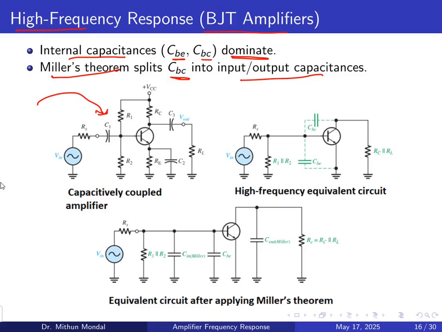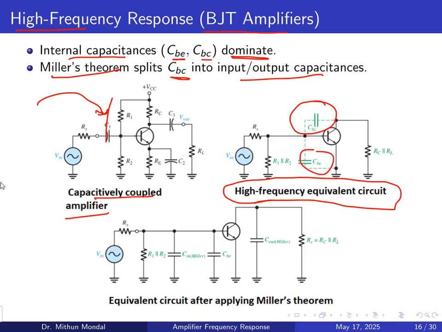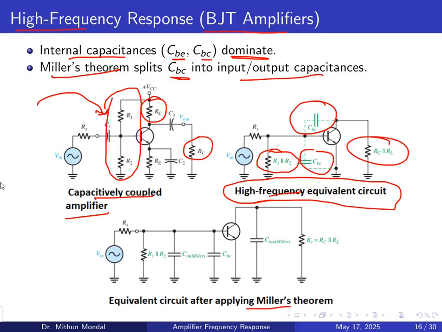So this is our circuit, the capacitively coupled amplifier, and the high frequency equivalent circuit using the internal capacitances, base to collector and base to emitter. In this part we have R1 parallel to R2, which is the voltage divider, and the collector resistor and the load resistor in parallel as the output circuit. So this is the high frequency equivalent circuit. We will apply Miller's theorem, and from this circuit we will get this circuit where the input capacitance of the Miller and the output capacitance of the Miller we have to add in the input and output parts of the high frequency equivalent circuit.